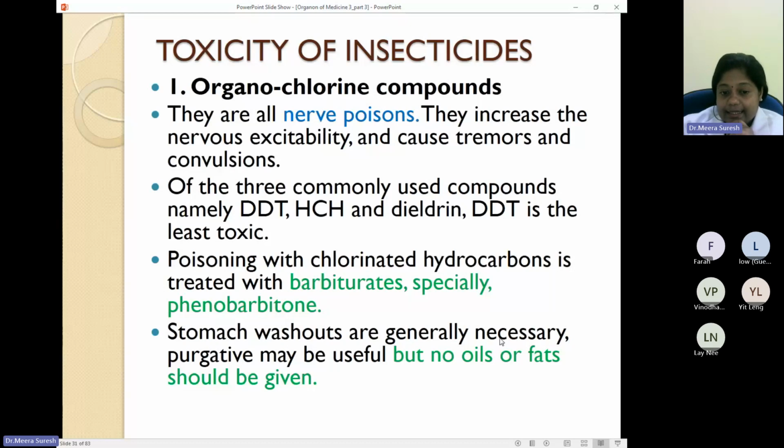Stomach washouts are generally necessary. A purgative may be useful, but don't use any oils or fats. So this will be mostly like an MCQ, where the question may be the best antidote for organochlorine compound toxicity. Barbiturates being the answer.